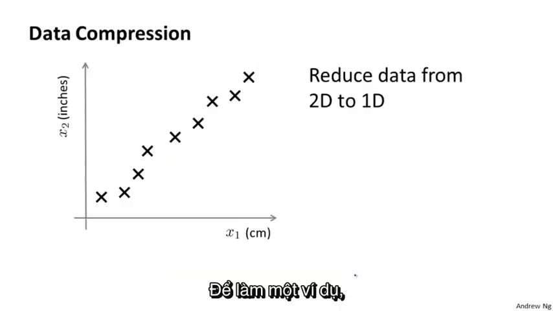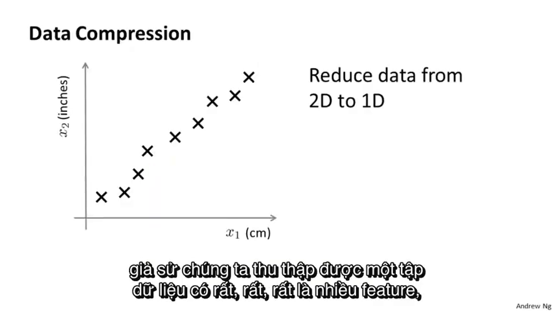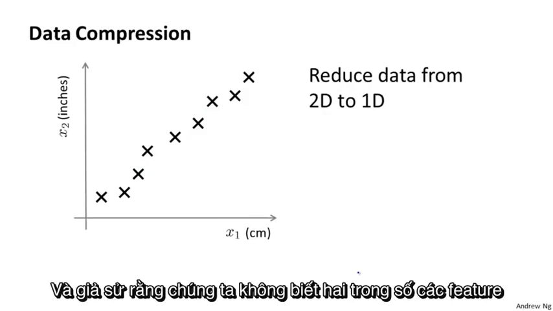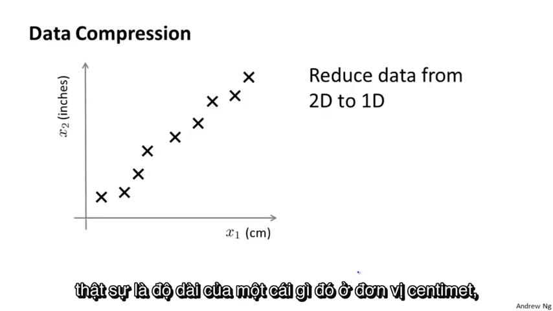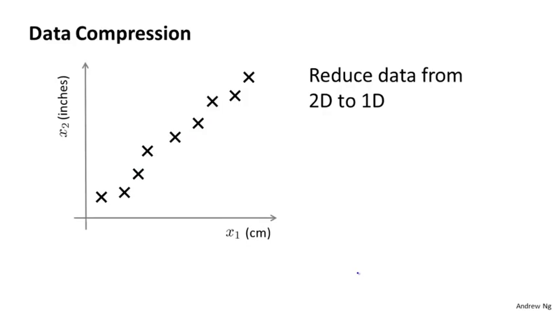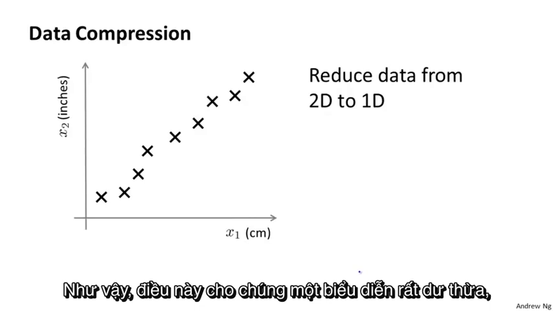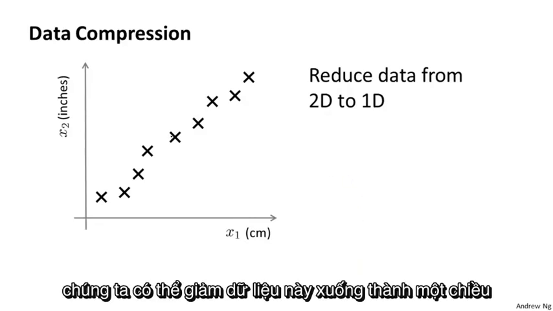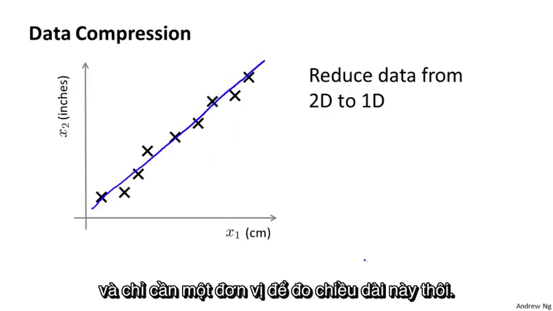As a motivating example, let's say that we've collected a dataset with many features, and I've plotted just two of them here. And let's say that, unknown to us, one of the features, x1, was the length of something in centimeters, and a different feature, x2, is the length of the same thing in inches. So this gives us a highly redundant representation, and maybe instead of having two separate features, x1 and x2, both of which basically measure the length, what we want to do is reduce the data to one dimension and just have one number measuring this length.